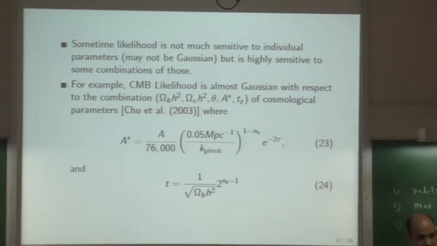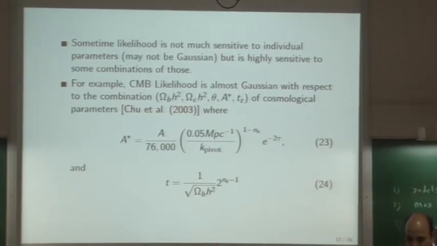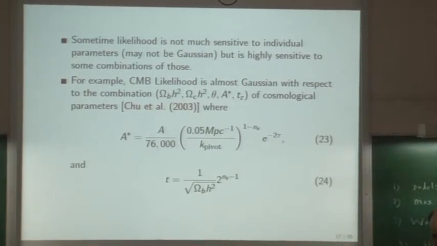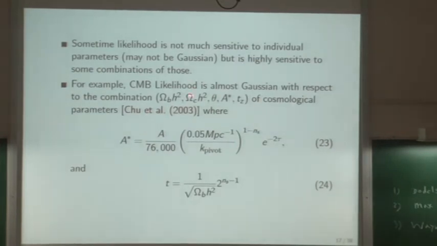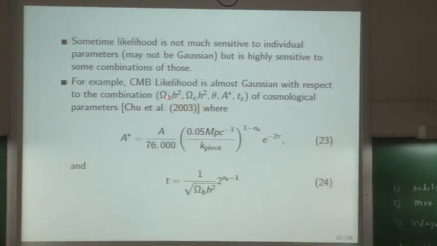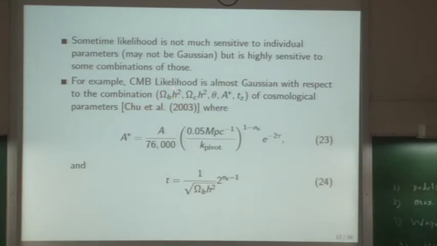But if you use some other parameters, then likelihood may look Gaussian. So in cosmological parameter estimation, you may have encountered combinations like omega b h square, if you read the WMAP 9-year paper or some other paper. Rather than measuring omega b or h, they just measure omega b h square, because the likelihood is much more sensitive to these combinations than their individual values.